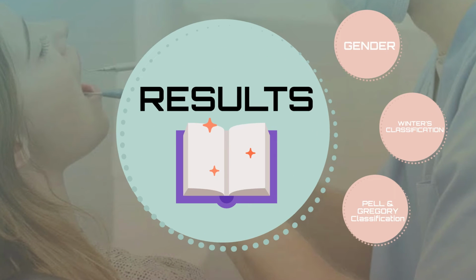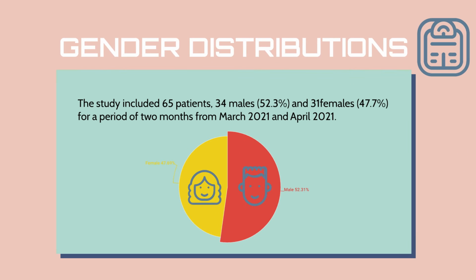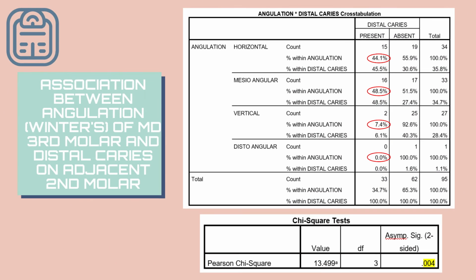Next is our result. Out of the 65 patients that we examined, 34 of them are male patients and 31 are female patients. Regarding the prevalence of distal caries in different classification, let's first come to the Winters classification. Here is the prevalence of distal caries in different angulation in a table form, and the p-value is significant.